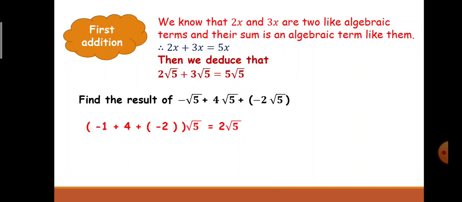Look at this exercise. Find the result of negative square root of 5 plus 4 square root of 5 plus negative 2 square root of 5. Now we will take square root of 5 as the highest common factor of all these three terms. Okay? And we will add the coefficient of each one. The first coefficient is negative 1 plus the second one, which is positive 4. So negative 1 plus 4 plus negative 2 between two brackets, and our highest common factor is square root of 5. So the result will be 2 square root of 5.